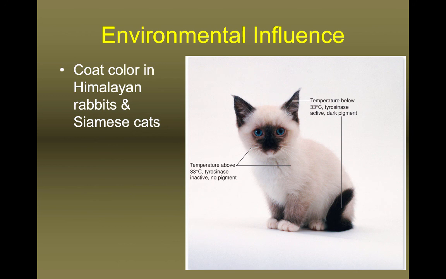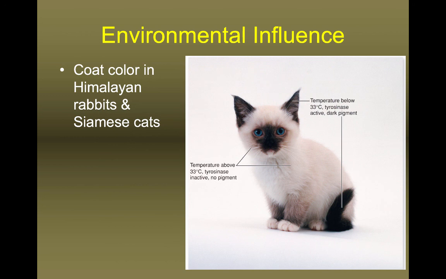In other cases, you can actually have the environment affecting how the different alleles are expressed. So in this scenario on this slide, we have Himalayan rabbits and also Siamese cats, like in the picture here. The gene for an enzyme called tyrosinase is activated preferentially in parts of the body that are below a certain threshold temperature. So for example, the tips of the ears, the tip of the nose, the tip of the tail, those are the parts of the body in these animals that tend to be the coolest because they're farthest away from the core.